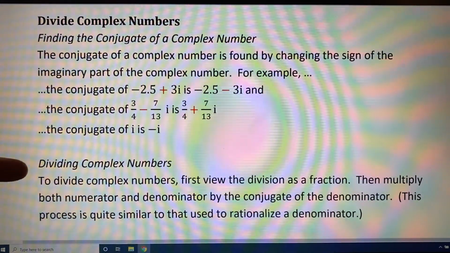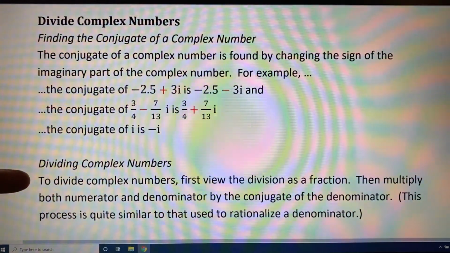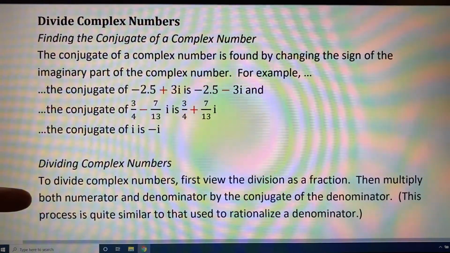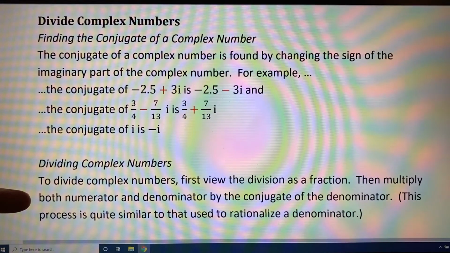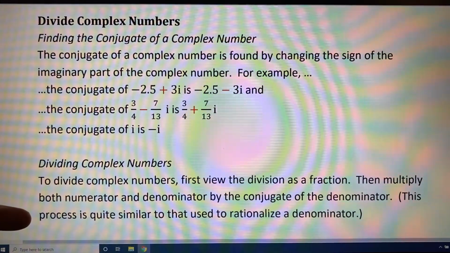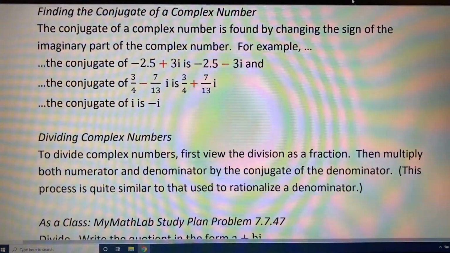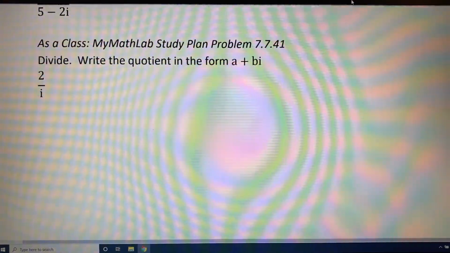All right, with this, now we can learn the skill dividing complex numbers. To divide complex numbers, first view the division as a fraction. Then multiply both numerator and denominator by the conjugate of the denominator. This process is quite similar to that used for rationalizing a denominator. We have two problems that we are going to look at.